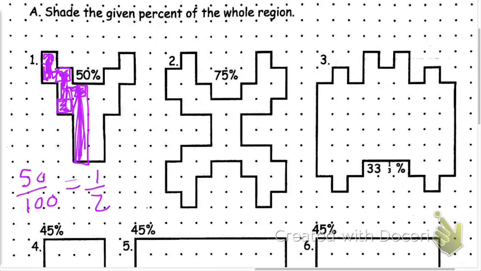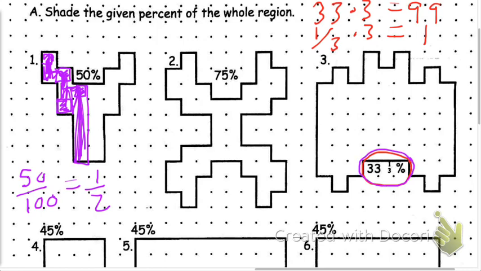For number 3, it uses a percentage that's a little bit weird, 33 and 1/3%. Notice what happens if you multiply 33 and 1/3 by 3. So you do 33 times 3 would equal 99. And then if you do 1/3 times 3, it equals just 1. And so altogether, if you multiply this percentage down here by 3, then it gets you to 100%.